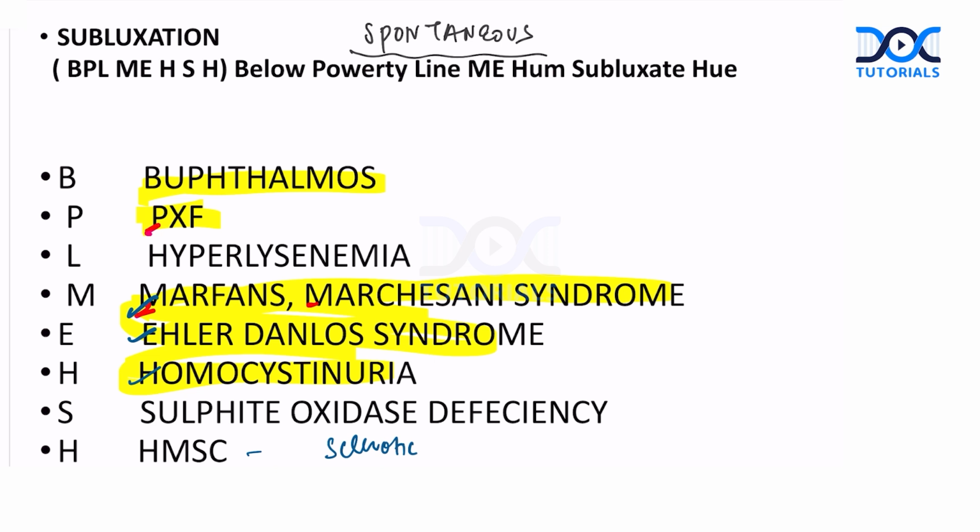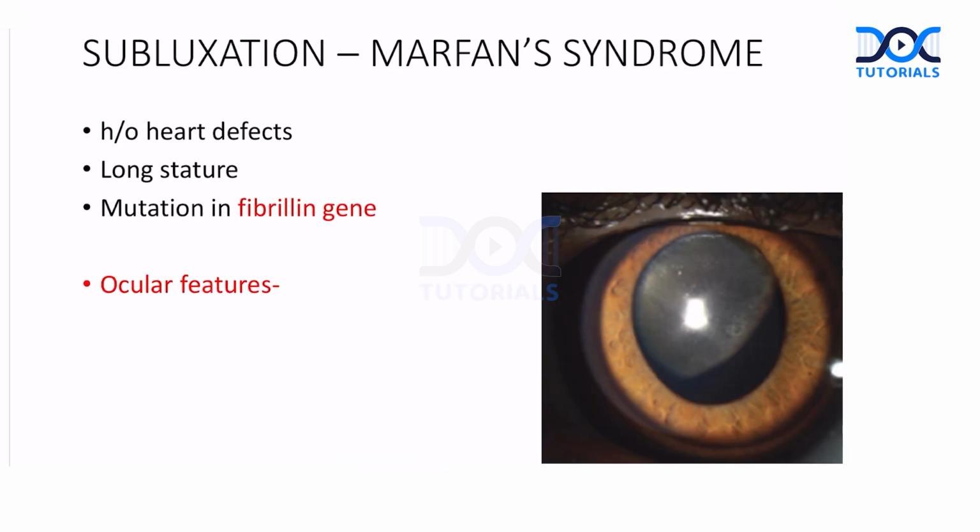Now, some more important causes, some more important questions. So subluxation, as I told you, is seen in Marfan syndrome. Characteristically, we have a superotemporal subluxation. Very easy mnemonic. Where is the fan? It is up, isn't it? Fan is up. So this is how your lens subluxates, superotemporal.